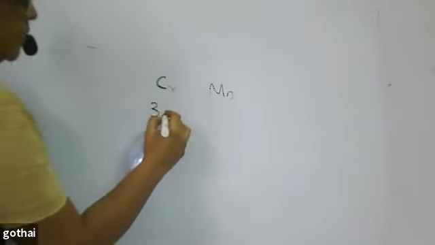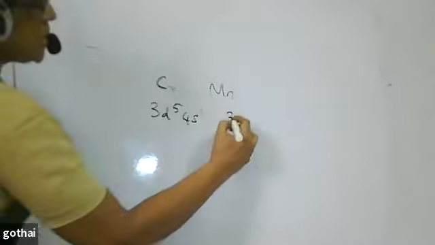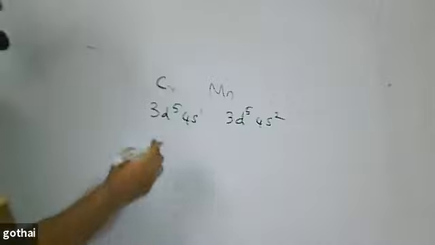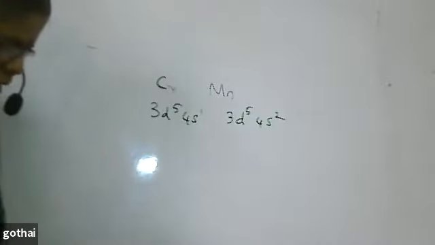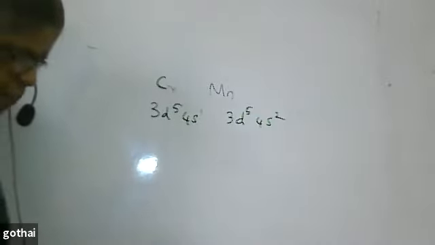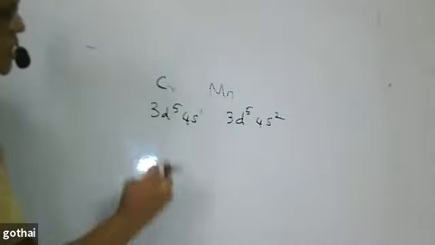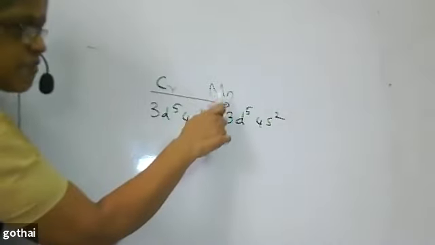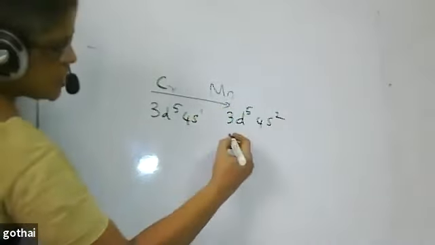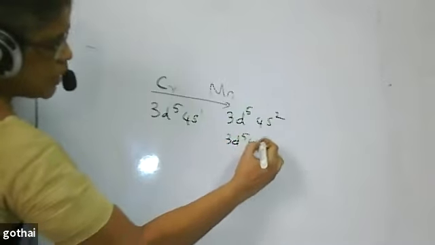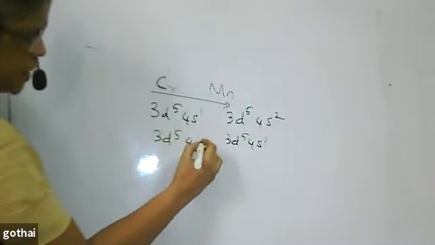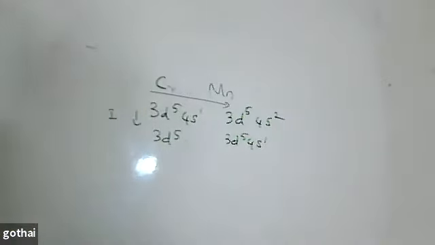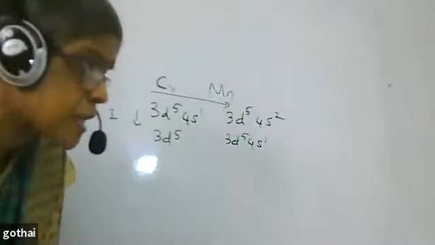Chromium is 3d5 4s1, and manganese is 3d5 4s2. If I move along the period and look at the first ionization enthalpy, the size of the atom decreases. So you expect the first ionization enthalpy, the removal of the first electron, from 3d5 4s1 here and 3d5 4s2 there. Which one should be high?